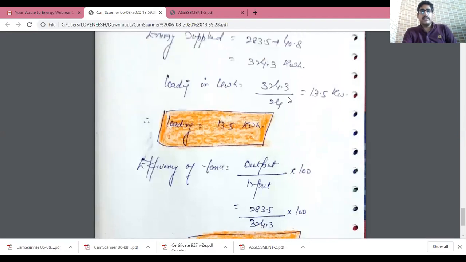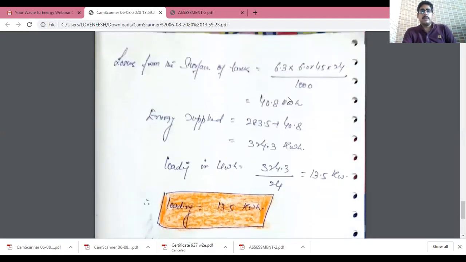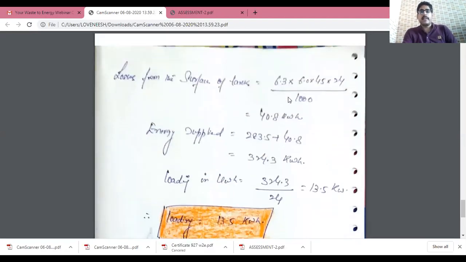After that, the losses from the surface of the tank, as given, will be equal to 0.3 into 6 into 45 into 24 upon 1000. So the losses from the surface of the tank will be equal to 40.8 kWh.